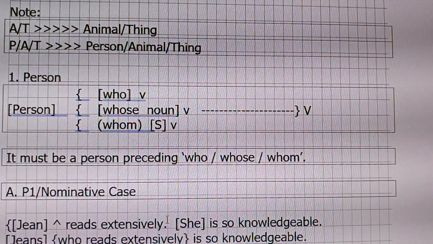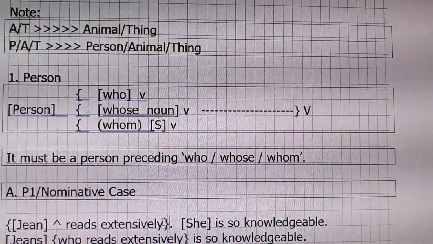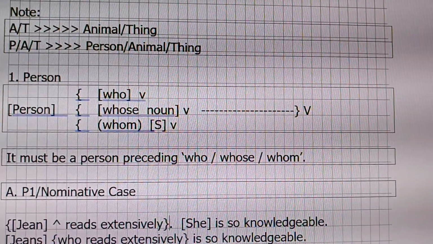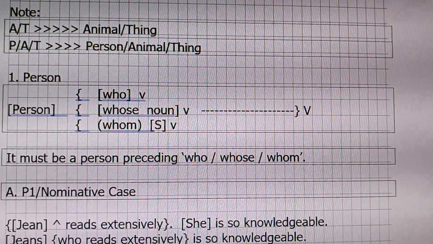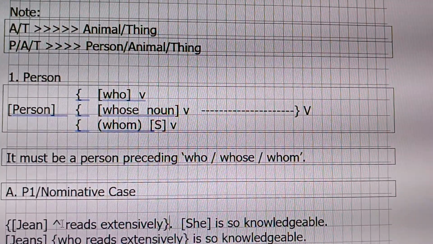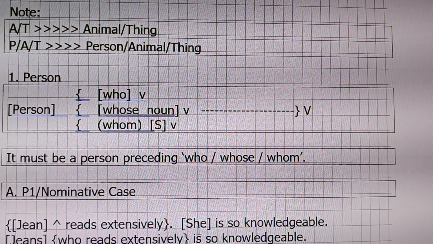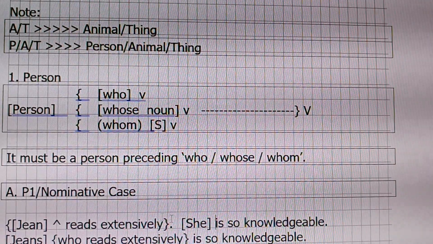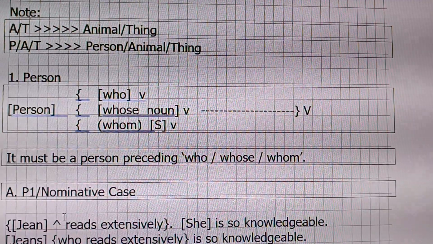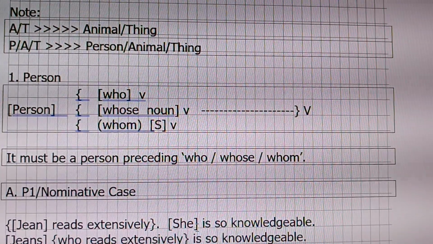So Jean is a main clause. So you place the whole clause right after Jean. You place who here. Who reads extensively. This is the subordinate clause. She is so knowledgeable. You don't use she, right? You replace she with Jean. Actually, this whole clause is to be put here, not here.